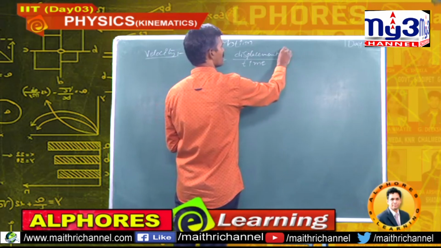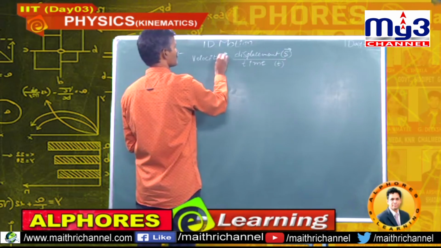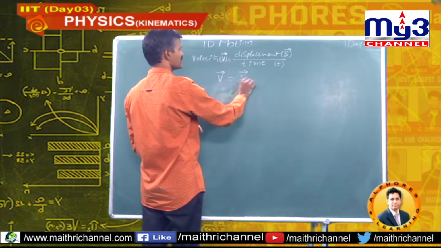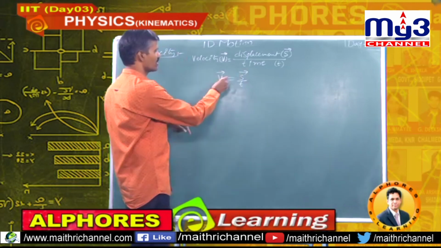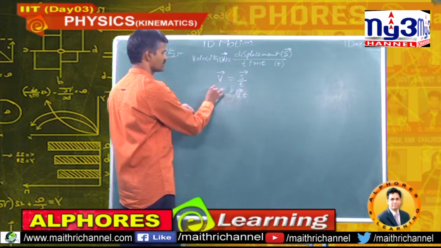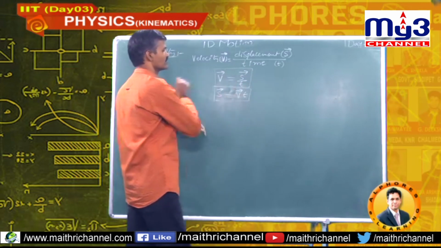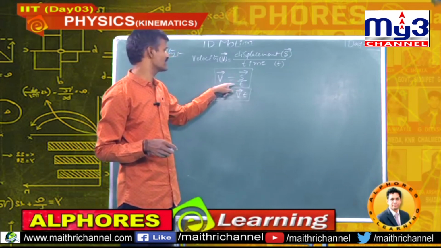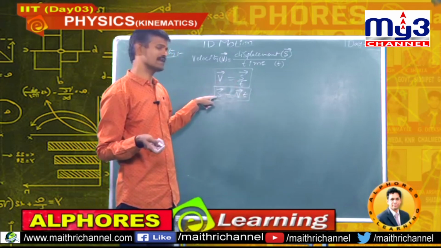Displacement is s bar, time is t. This velocity can be written as v bar. So, you simply write v bar is equal to s bar by t. If you want to calculate s bar, that will be v bar into t. If they give s bar and time, you can calculate v bar. If they give v bar and time, you can calculate s bar.